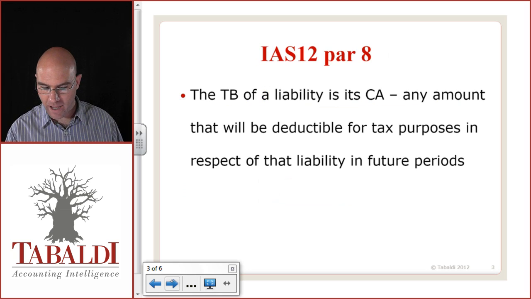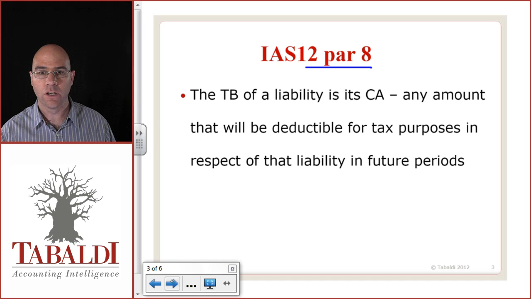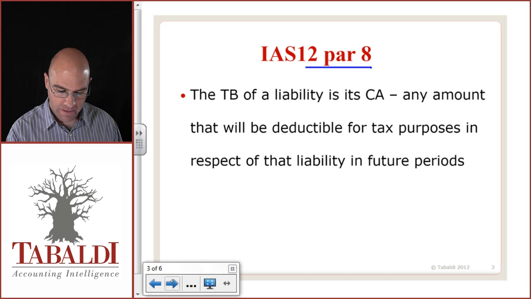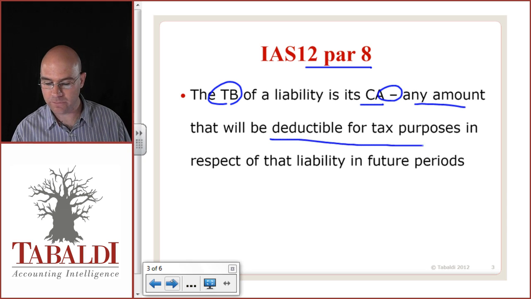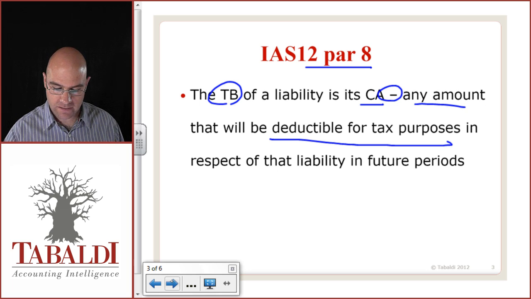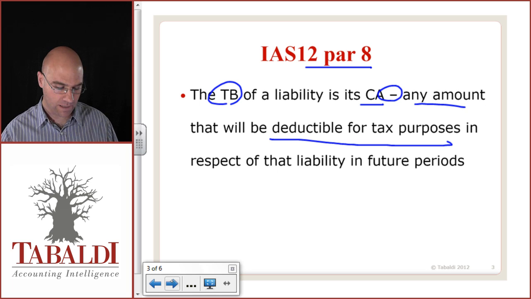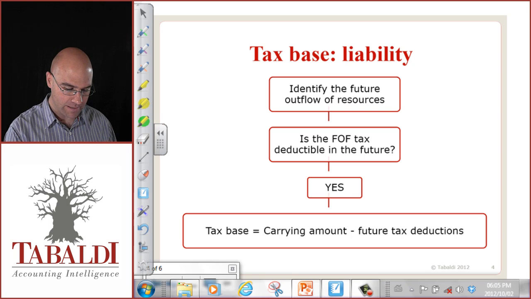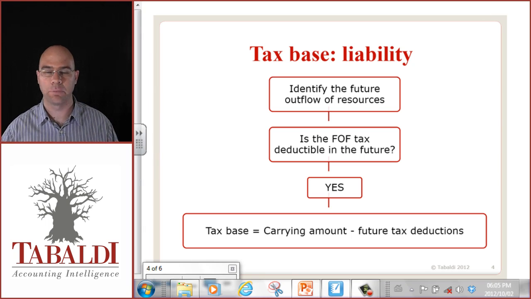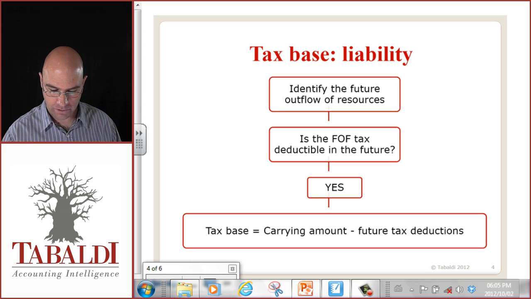So, in terms of IAS 12 paragraph 8, we define a tax base of a liability as its carrying amount minus any amount that will be deductible for tax purposes in respect of that liability in future periods. Now that's quite wordy. What we want to do is simplify that into something that can be practically applied, and this is how we're going to do it.